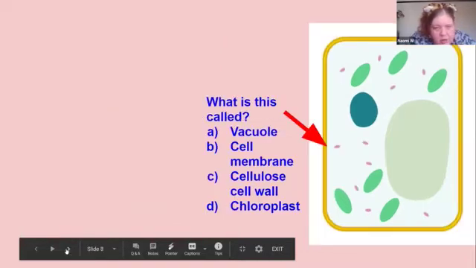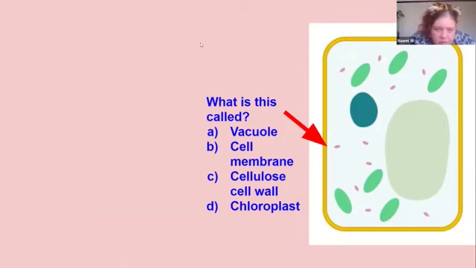Okay, so my next slide has got another question, and I'm just going to find the poll again. This is my last little poll question for you. Bear with me, I'm going to launch that and move it out of the way so everyone can see. So what is this called? Is it the vacuole, the cell membrane, the cell wall, the cellulose cell wall, or the chloroplast? And the arrow, just so I can be nice and clear, is pointing to the inner one. So the one on the inside, what's that called?